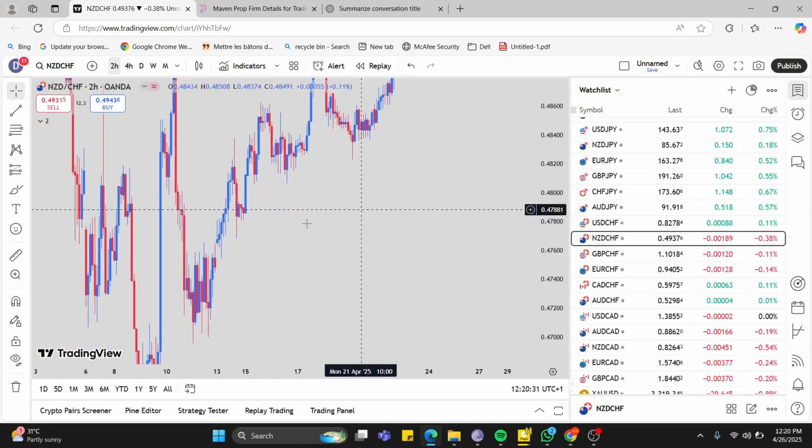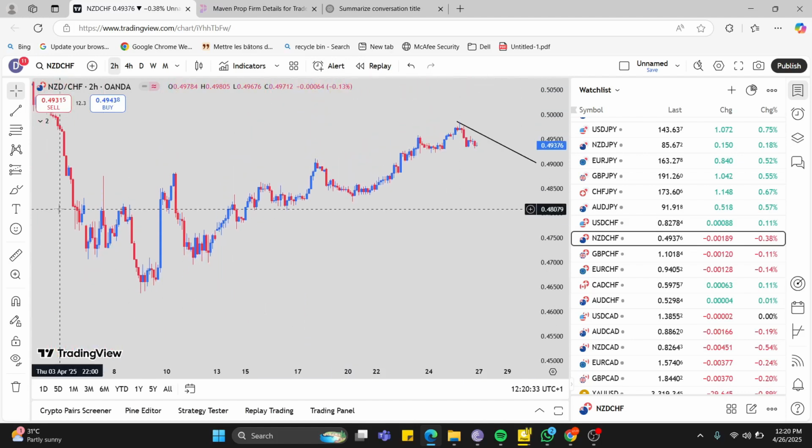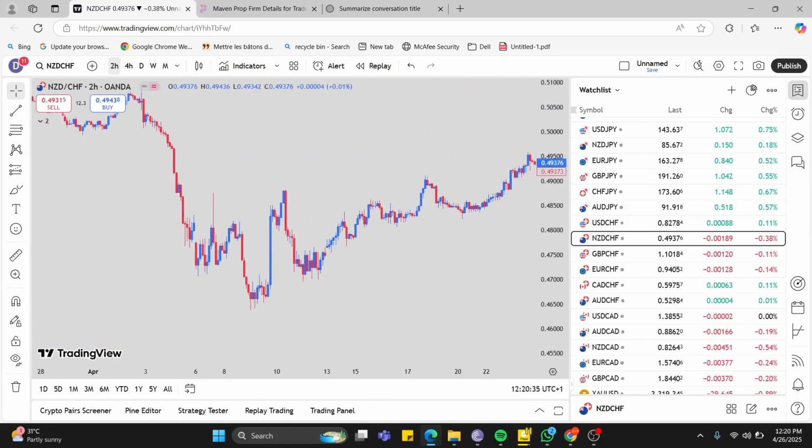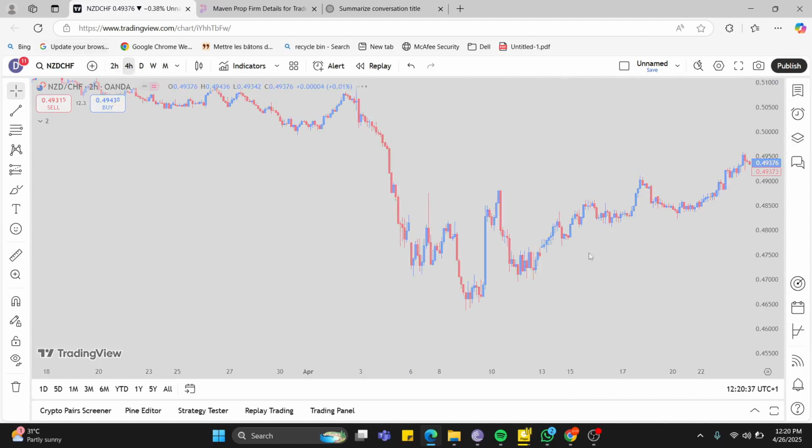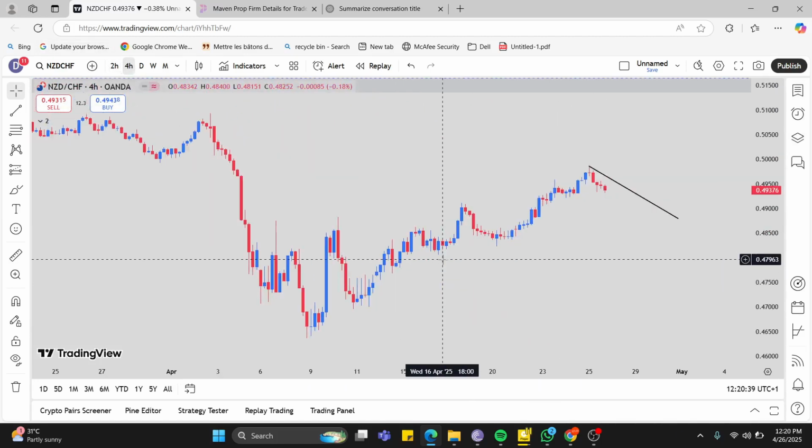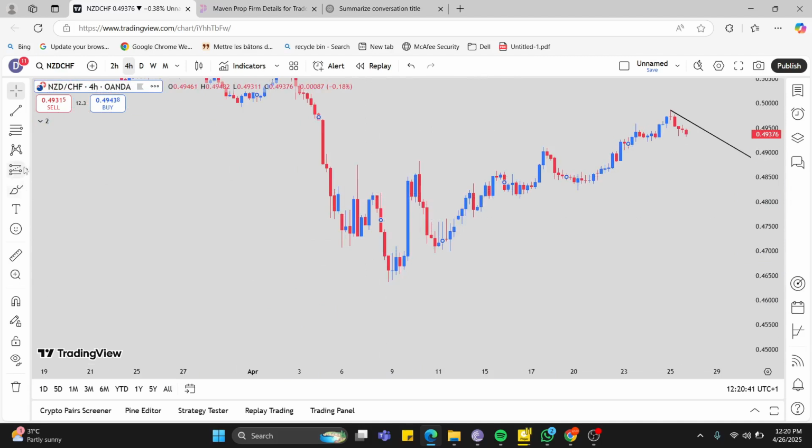Last week we were on an NZD chef buy for like 2 weeks here. So this is the NZD chef I'm waiting for. So where did we enter on that buy? And why did we enter that buy? Let's go up to the 4 hours again. So the 4 hours, what are we seeing?